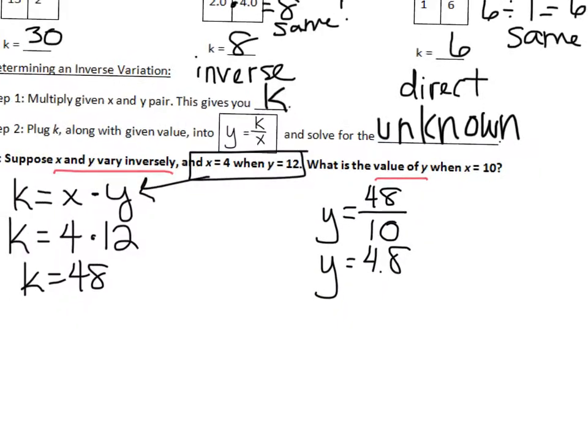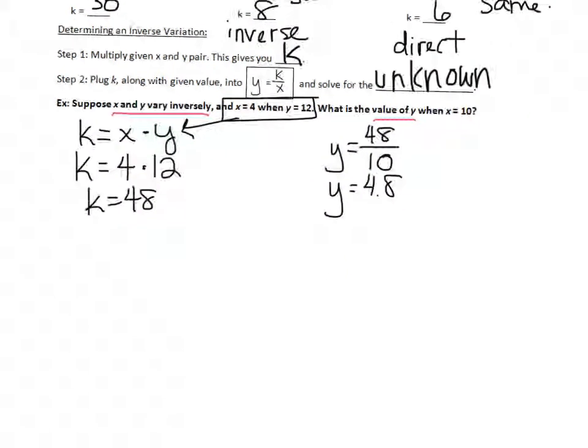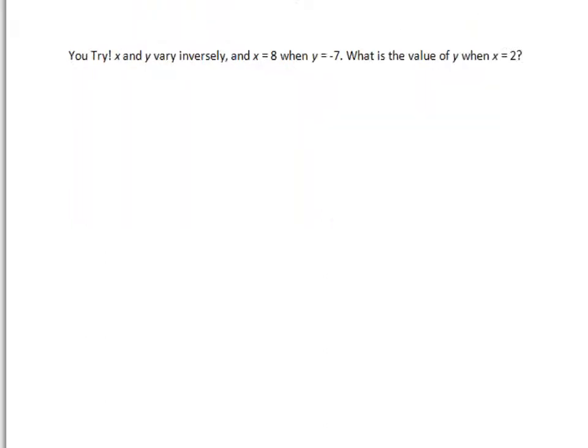So again, keyword was inverse or inversely. We first figured out what k was by x times y, and then we used the second part of the problem because that had the unknown in it, the value of y. So go ahead and do your you try. Check with each other once you find k and then once you find y. All of these you'll have to find two things: what your k value is and then what your unknown is. Unpause this when you're ready to check your answer.